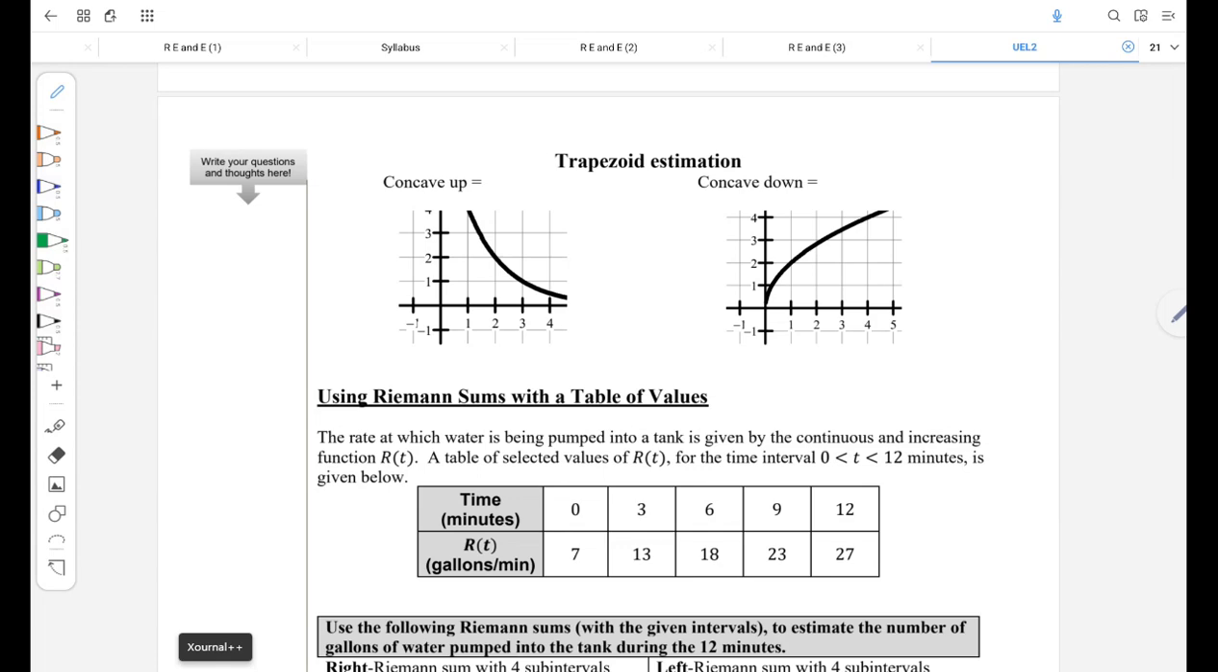Trapezoid and midpoint do the same thing. I've only got trapezoid here, so just kind of compartmentalizing what you need to know. Left and right go together. Once you've figured out one, you've sort of figured out the other.